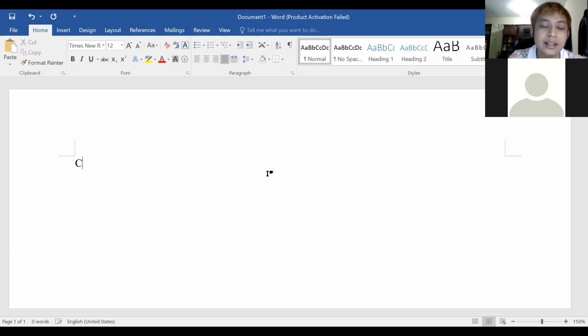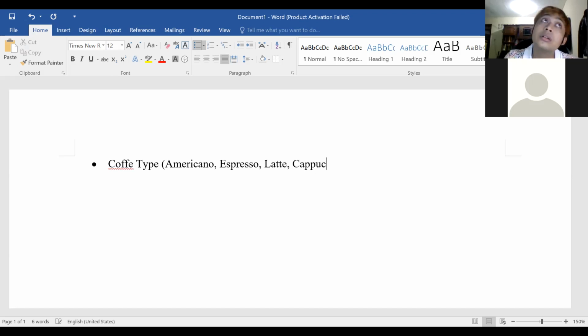Now let's do the first attribute, which is the coffee type. How many levels do we have? We have americano, espresso, latte, cappuccino. What else? It's already a lot, so let's just make it 4. Cappuccino and latte. Actually there are more, but let's just put these. And then the next attribute is temperature.